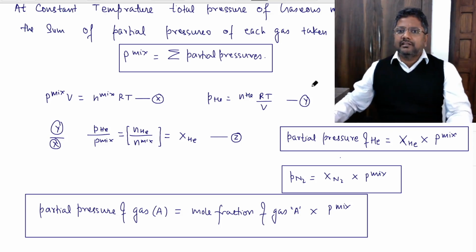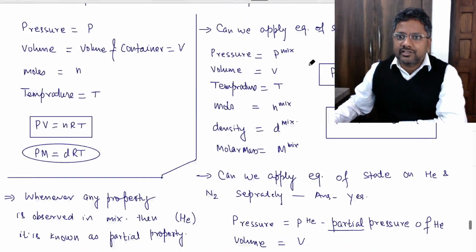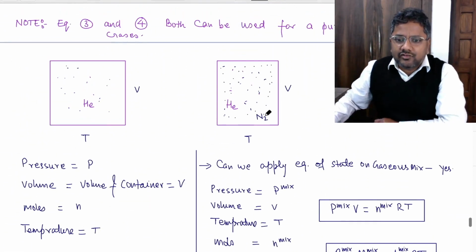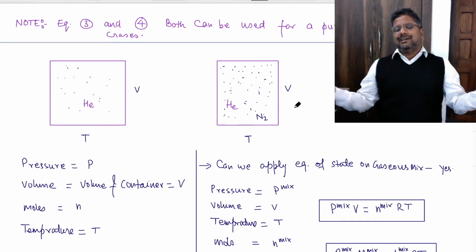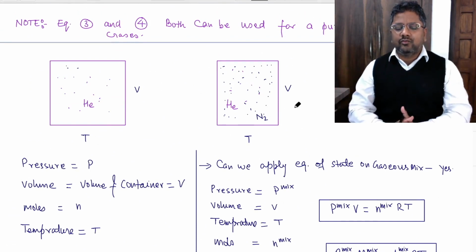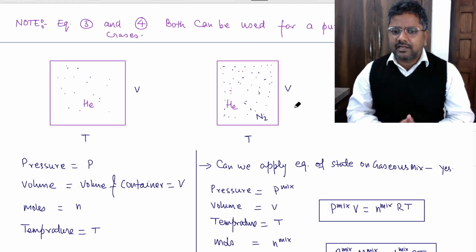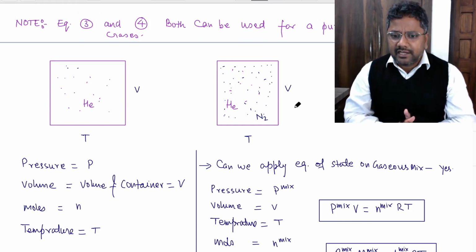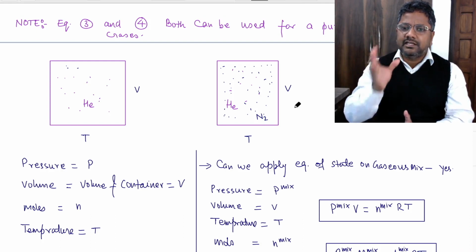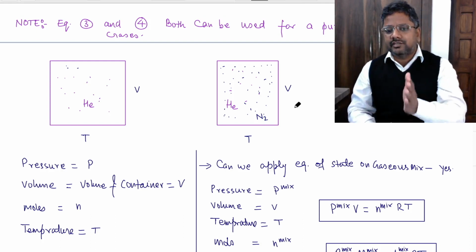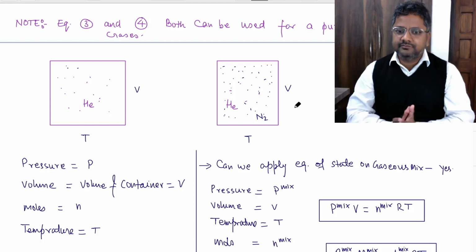See here, I have taken the example in which there is no reaction between helium and nitrogen. But if you have gases like H2 and O2 which are chemically reactive with each other, then also you can apply PV = nRT. The only requirement to apply PV = nRT is that P, V, n and T should be constant with respect to time. That's it.